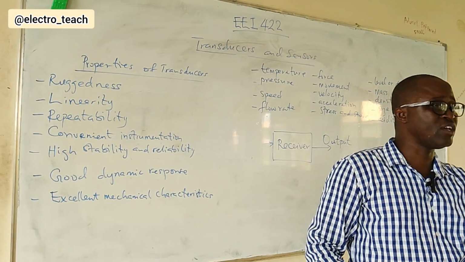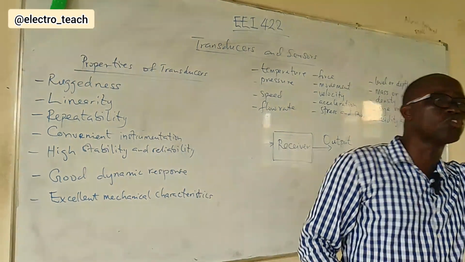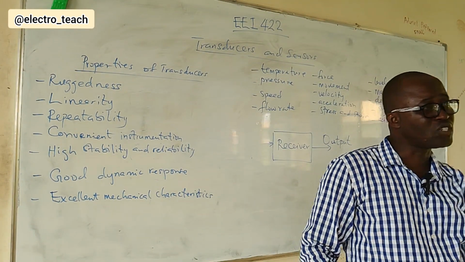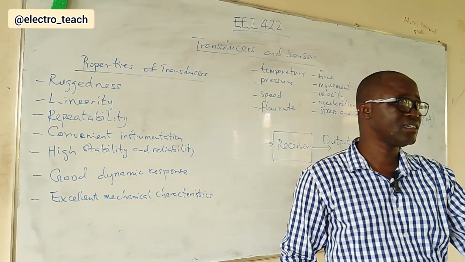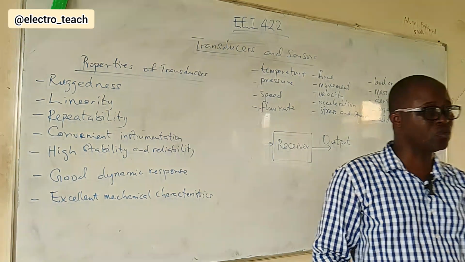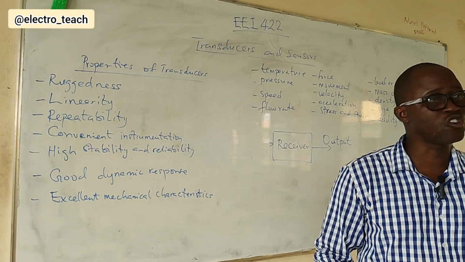But sometimes when you are dealing with an instrumentation system, you actually require a digital output in your control system. So you consider that one also as an important property to select a particular transducer you are going to use. And there are some that normally give digital output.